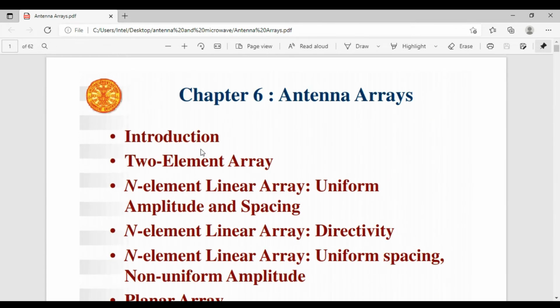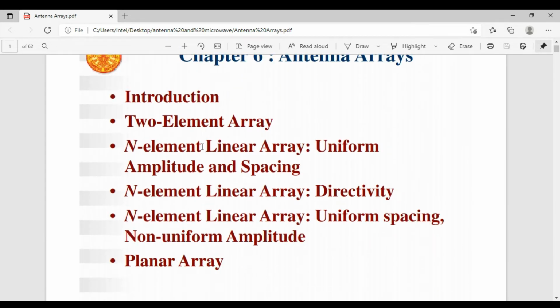Here it is a two element array, so the array will be constructed using only two elements. Next it is the n element linear array, with uniform amplitude and spacing. N elements are connected linearly, with uniform amplitude and spacing.